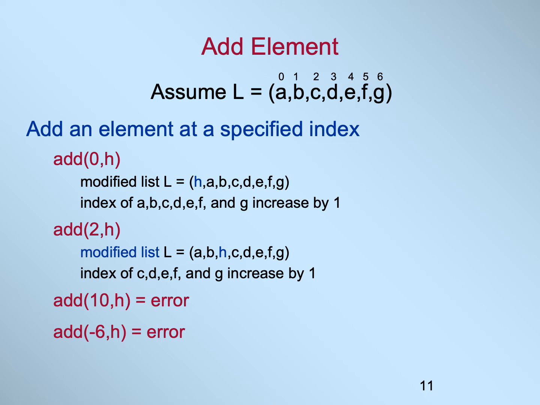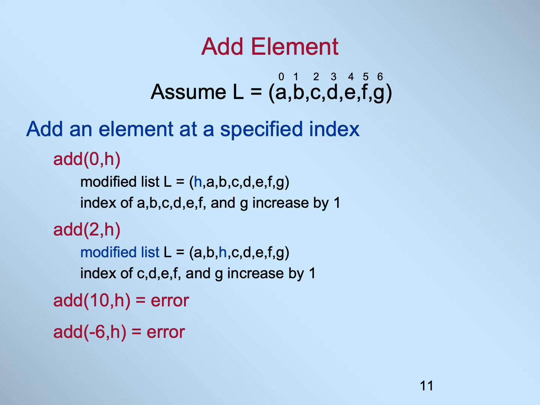What happens if you try and write add(10, H)? It will give you an error. And the error that you will get is called the IndexOutOfBoundsException. This is because index 10 does not exist. Currently, we have values at index 0, which is A, index 1, B, index 2 is C, index 3 is D, index 4 is E, index 5 is F, and index 6 is G.